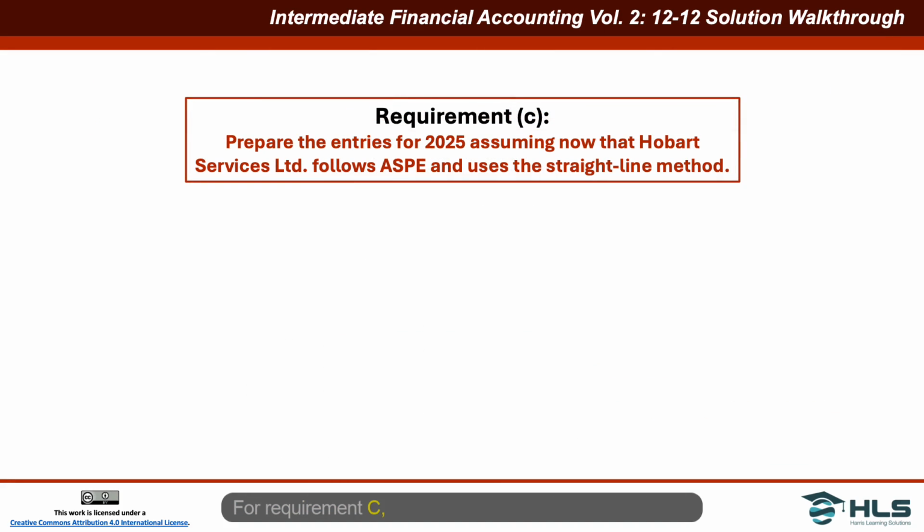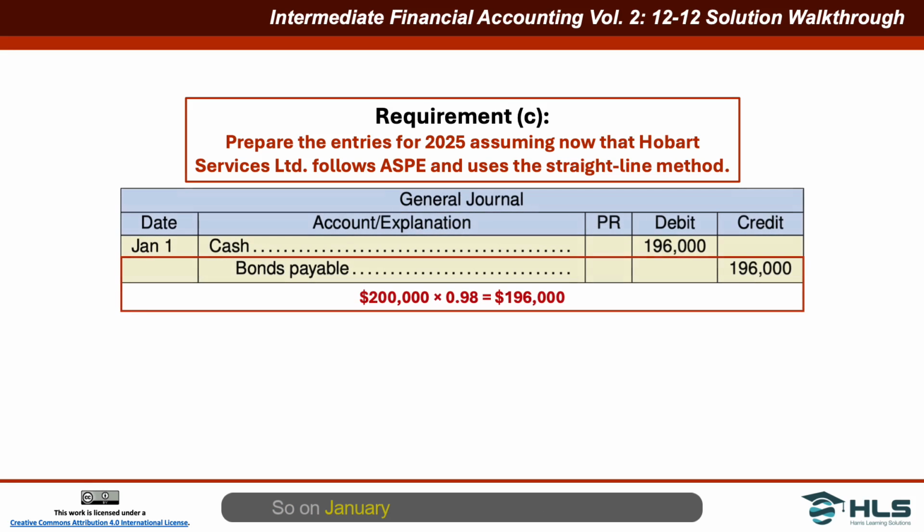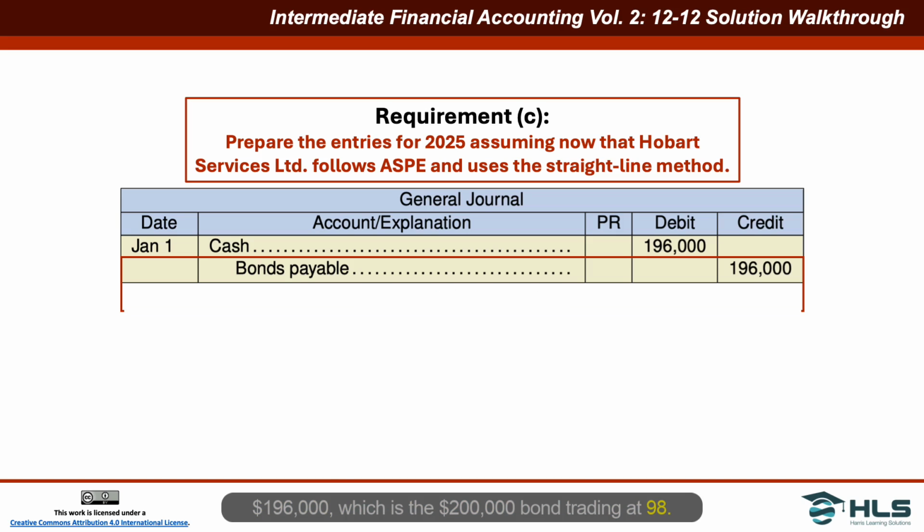For requirement C, we're asked to prepare the entries for 2025, but assuming now that Hobart Services follows ASPE and uses the straight line method to amortize any premium or discounts. The straight line method can be used only under ASPE and not under IFRS. So on January 1st, the entry to record the bond is the same both under ASPE and IFRS. The company will debit cash and credit bond payable for $196,000, which is the $200,000 bond trading at 98.